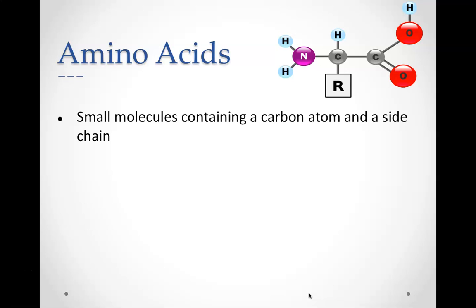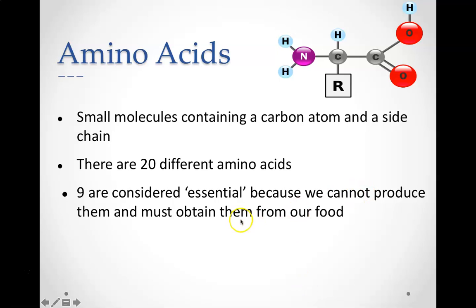So amino acids are small molecules that contain a carbon atom and a side chain. There's 20 different kinds. There's 9 that are considered essential because we cannot produce them. So we can produce some amino acids in our bodies, but there's 9 of the 20 that we cannot. And so they're called essential because we have to eat them. We need to be consuming those in our diets. Otherwise, we could have a shortage of those amino acids and we may not be able to properly build the proteins that we need in our bodies.